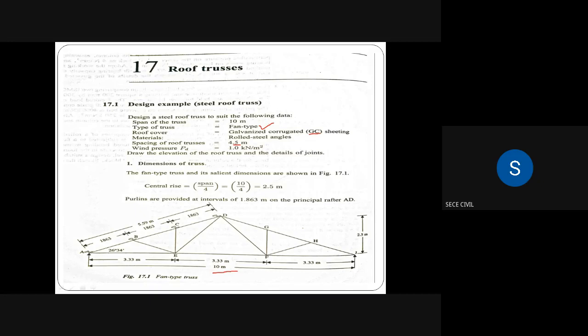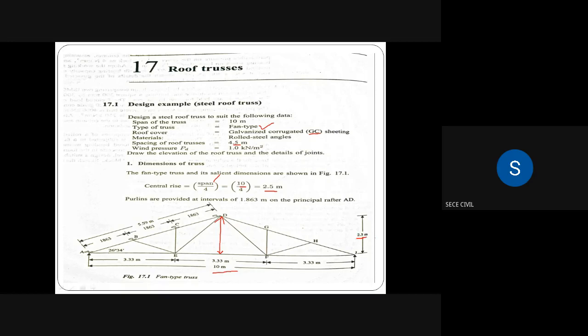So the first step is the dimension of the truss. First we are calculating the central rise. The central rise is the span divided by 4. The span length is already given in the question as 10 meter. So 10 divided by 4 is 2.5 meter. So the central rise, this particular height, is 2.5 meter.